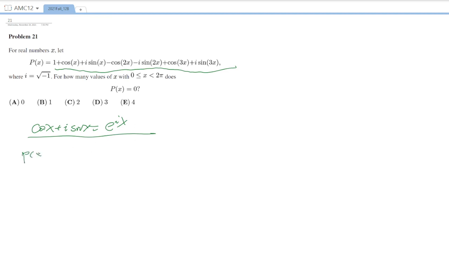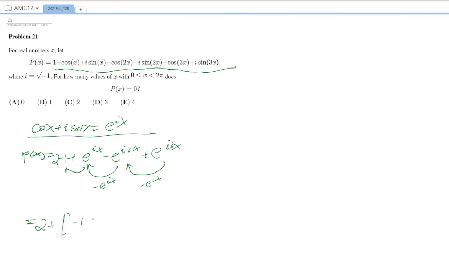So now let's rewrite it. P(x) equals 1 plus e^(ix) minus e^(i2x) plus e^(i3x). Let's see the ratio. This one and this one, the ratio is negative e^(ix). This one to this one, the ratio is negative e^(ix), right? In order to have the e^(ix), I need a negative one, right? And I put a 2 here. So now I can use the sum of the geometric sequence, right? I can add the negative 1 plus e^(ix) minus e^(i2x) plus e^(i3x).